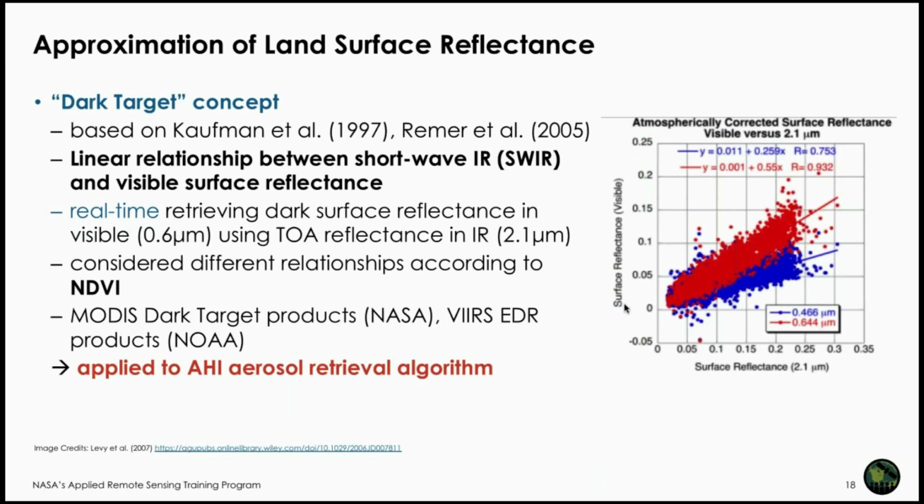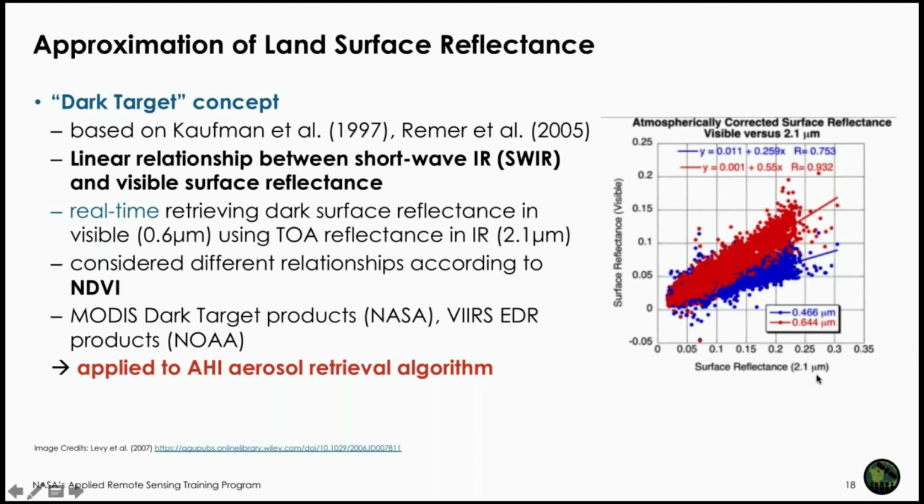The first part was cloud masking, and the second part is the approximation of land surface reflectance. The first concept is the target concept based on Kaufman et al. 1997 and Levy et al. 2005. The basic assumption is that over surfaces such as vegetation, the visible wavelength surface reflectance has a linear relationship with shortwave IR channels.